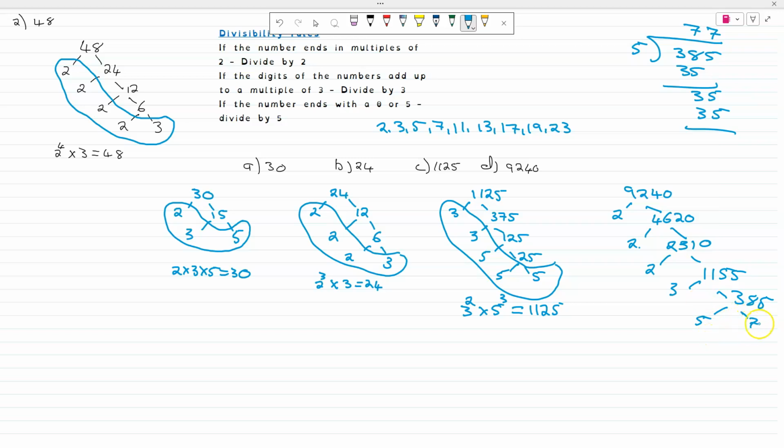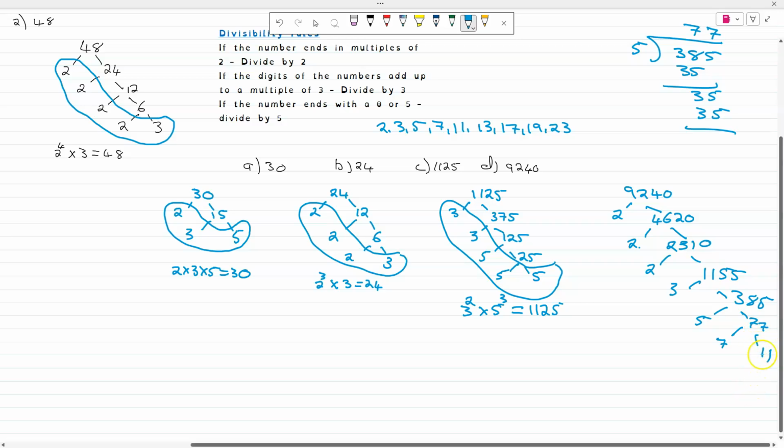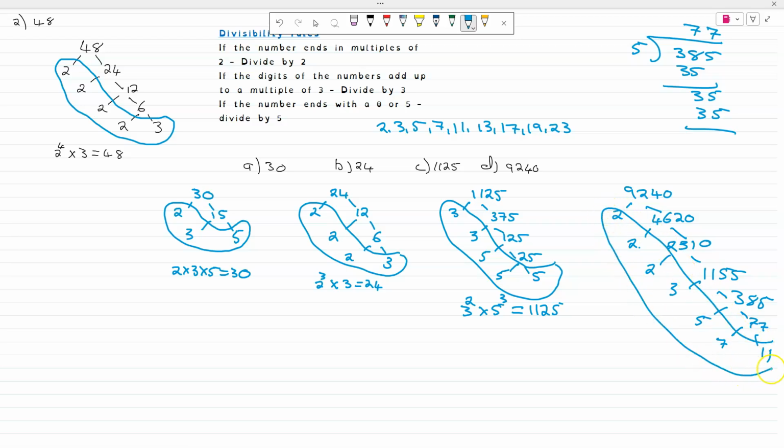Okay, so 77. Can 2 go into this number? No, it cannot. Can 3 go in this number? 7 plus 7 is 14. Cannot. 5 cannot go in there because it doesn't end with a 5 or a 0. Can 7 go in there? Yes. 77 is definitely a multiple of 7, which means 7 can go in there. How many times? 11 times. 11 is the next prime number. Okay, so there we have our prime factors.